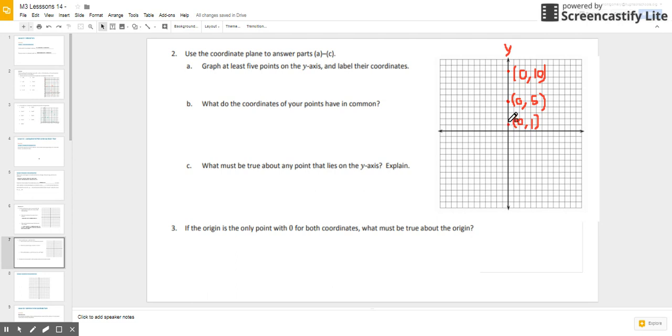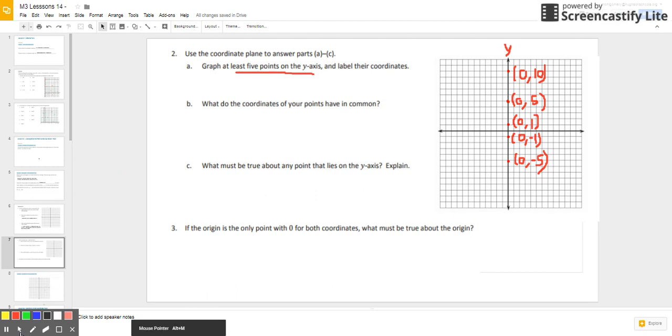If I go below the origin here, this is now a negative 1, going in a negative direction. The x value is still 0, but we go into a negative direction, or negative 1. And if I go down 5 spots, 1, 2, 3, 4, and 5, the x value still is 0, and the y value is negative 5. So once again, I labeled 5 points on the y-axis like it said to do up here. I could put more, but that's all we're going to need to answer the rest of the questions.